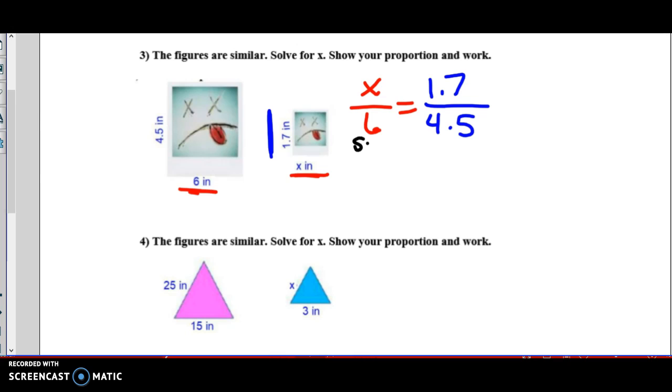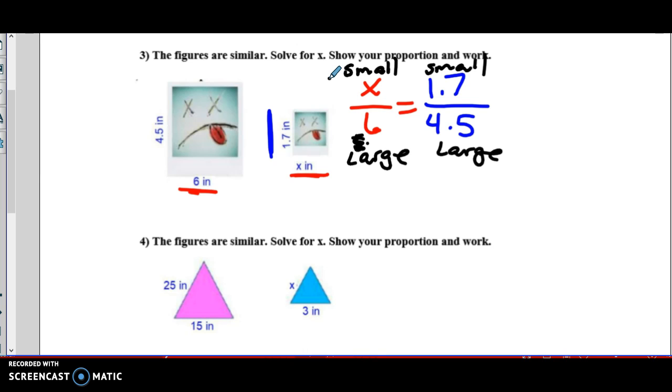Notice that when I set up my proportion, I'm staying consistent. So x comes from the small picture, and then 6 comes from the large picture. 1.7 comes from the small picture, and 4.5 goes with the large picture. So I have to keep the same figure in the same part of my proportion. So it's like when we labeled our units. So I have small, small, large, large. And I'm making sure I keep the corresponding sides lined up.